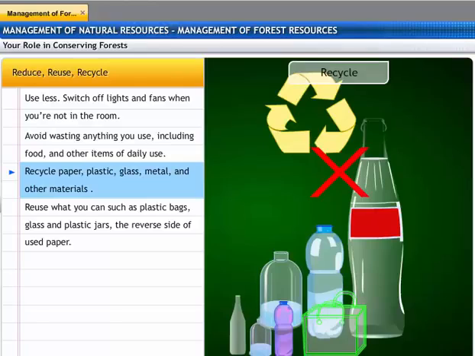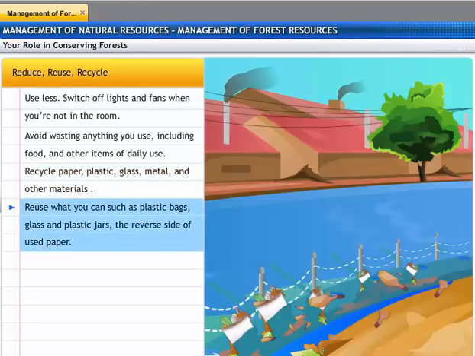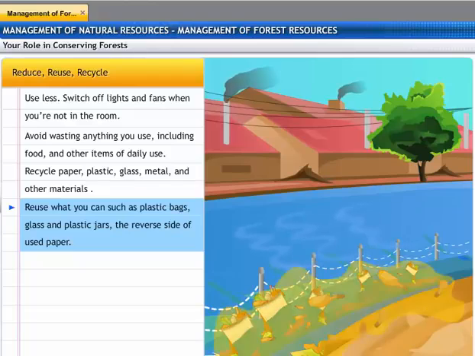Recycle paper, plastic, glass, metal, and other materials. Reuse what you can, such as plastic bags, glass, and plastic jars, the reverse side of used paper, and so on. Remember, all these small steps make a difference if we all follow them.